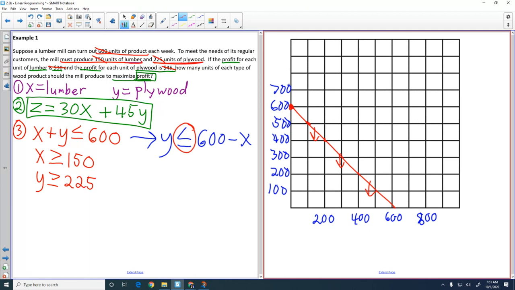All right, let's graph these next 2. So this one right here, it says x is greater than or equal to 150. So that's an x. I'm going to look on my horizontal x-axis. I go to 150. Well, if this is 100 and this is 200, then 150 should be right in the middle. And then for any x line, it's always going to be a vertical line. So I'm going to draw a vertical line straight through that point.